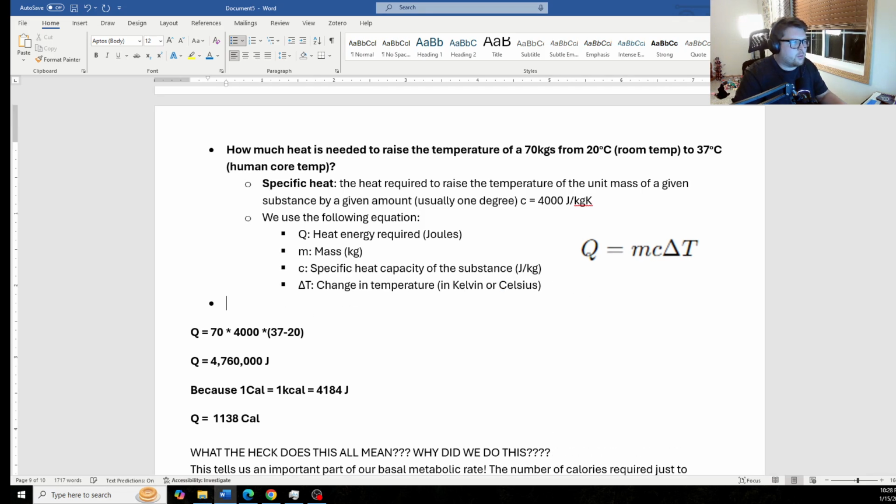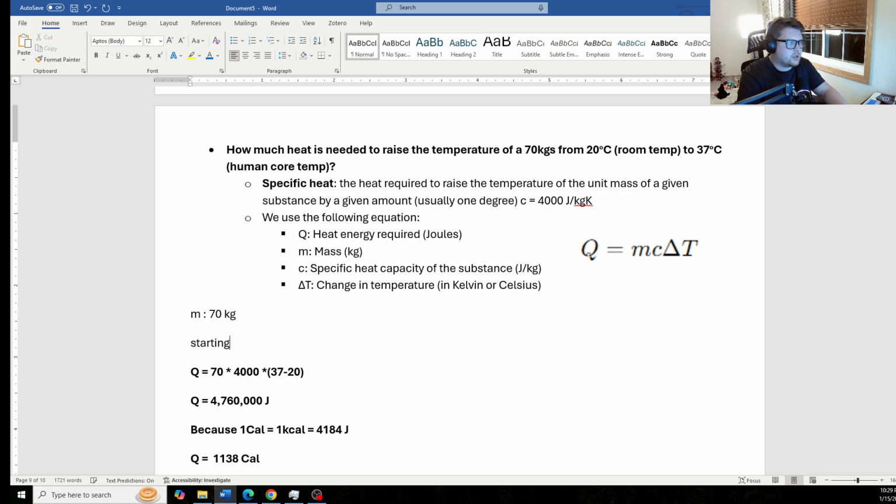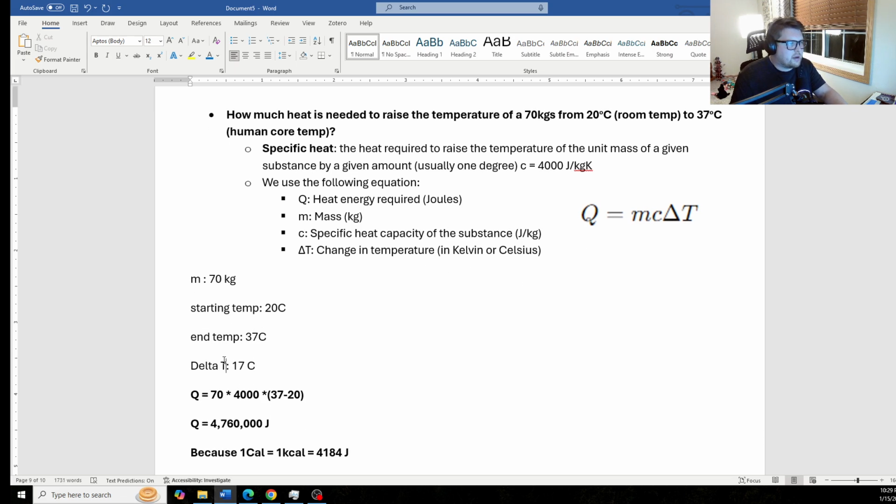So we pick up all of our numbers. Like I said, usually when I read a problem, I start getting the information that we're given. So raise the temperature of 70 kilograms. So this is mass, which is 70 kg. Our starting temperature is 20 degrees Celsius. End temperature is going to be 37 Celsius. So that means delta T, the change in temperature, is 17 Celsius. Okay, so I have all the information. I have mass, I have the starting temp, ending temp, and I have delta T.